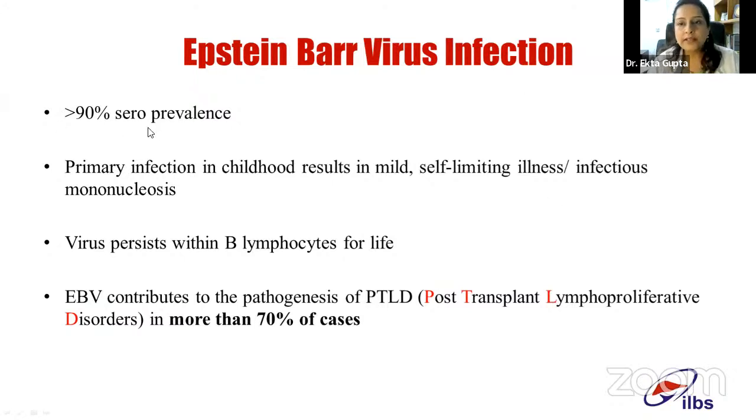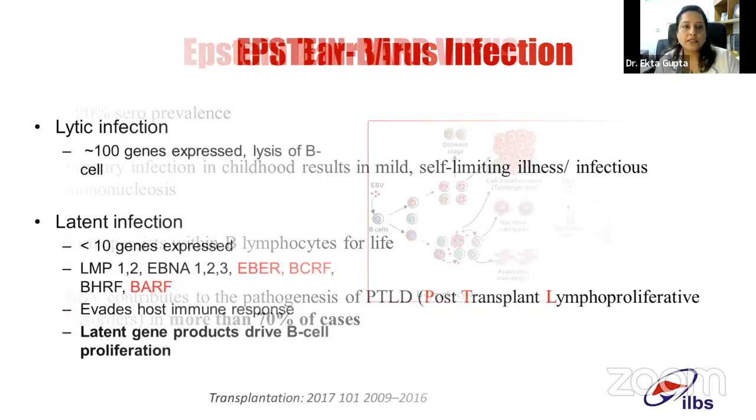which has more than 90% seroprevalence. So almost all of us have been exposed in our childhood, similarly to CMV, through an infectious mononucleosis-like illness. And this virus persists within the B lymphocytes for life. The important thing is that it can persist in epithelial cells or B lymphocytes, but can lead to the pathogenesis of post-transplant lymphoproliferative disorder, in up to 70% of cases.